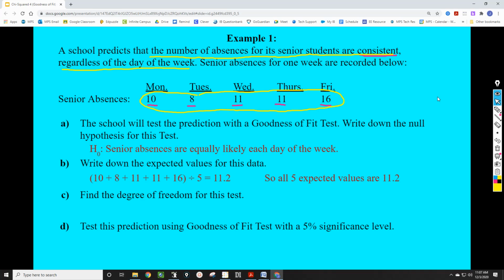So now our question when it comes to the goodness of fit test is, are we in the ballpark of that? Are we close enough to say that, yeah, our actual results are consistent with these predicted results?